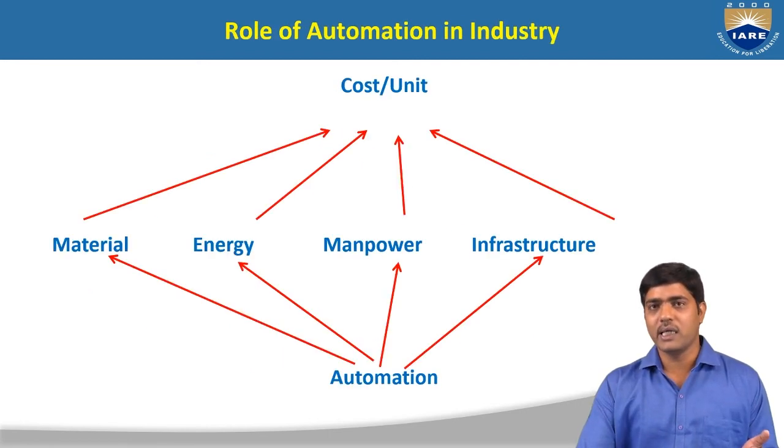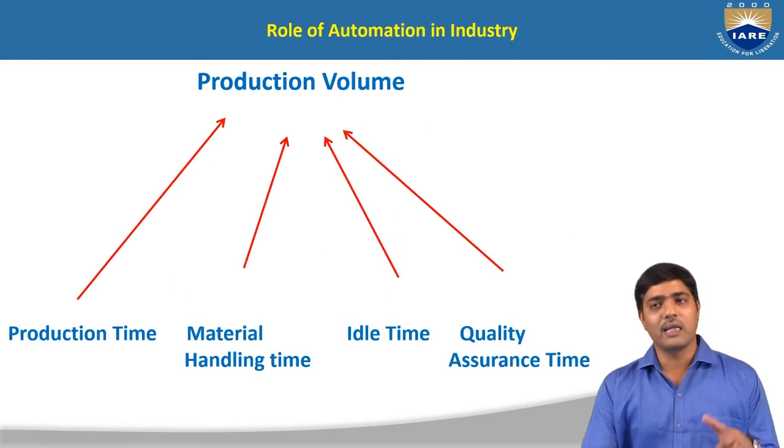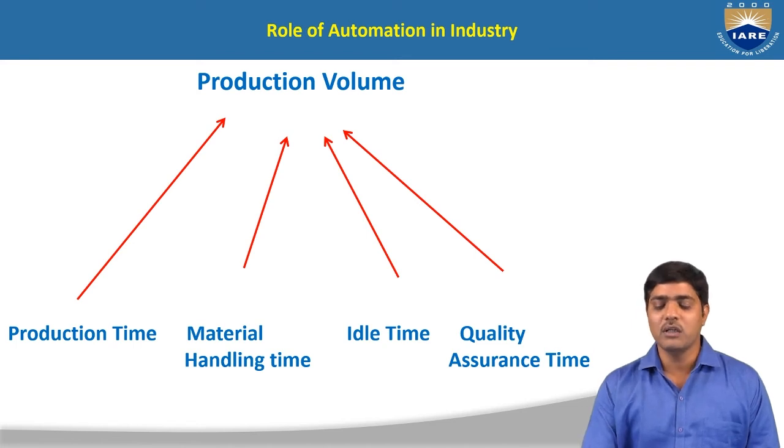Here you can see, if you want to reduce the cost per unit, you can work on these four things: material, energy, manpower, and infrastructure. And if you want to increase the production volume, you can reduce these aspects, so that finally it is going to affect the profit of this particular industry. Any industry that automates has the final goal of increasing profits. So this can be possible by increasing the production volume.